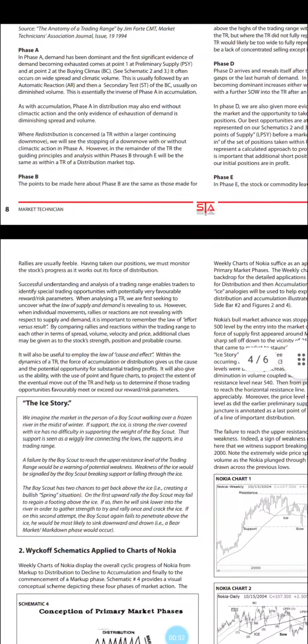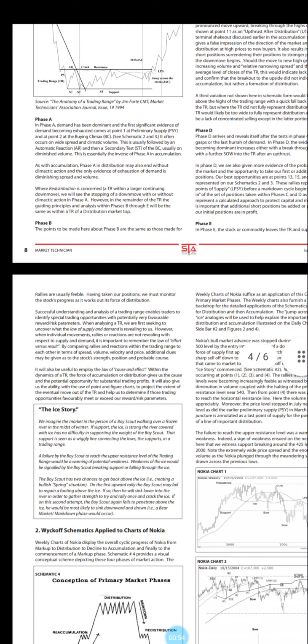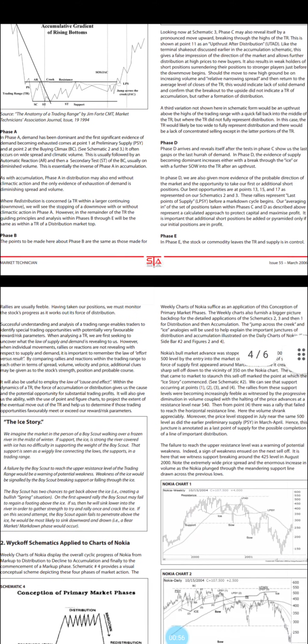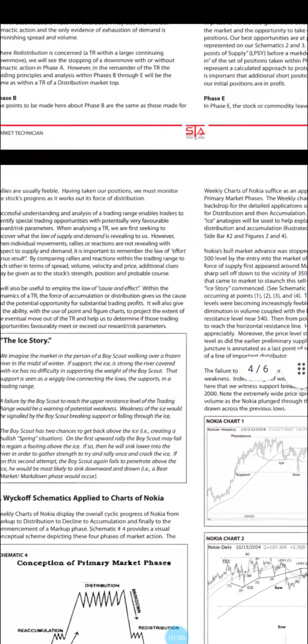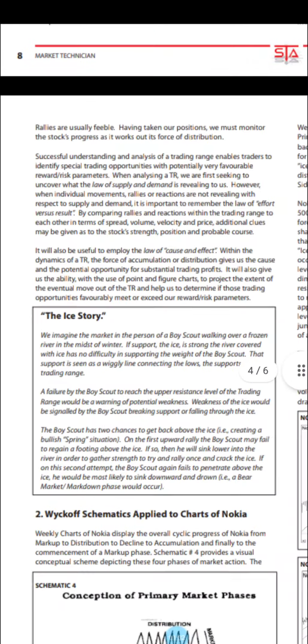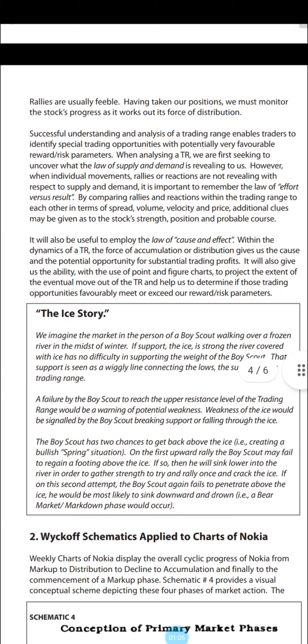So phase E. In phase E, the stock or commodity leaves the trading range and supply is in control. Let's make this bigger so you guys can see this side. We'll make it smaller when we go. Rallies are usually feeble. Having taken our positions, we must monitor the stock's progress as it works out its force of distribution. Successful understanding and analysis of a trading range enables traders to identify special trading opportunities with potentially very favorable reward parameters.